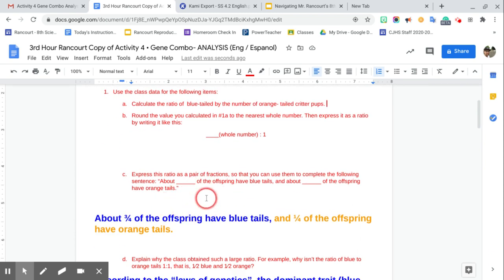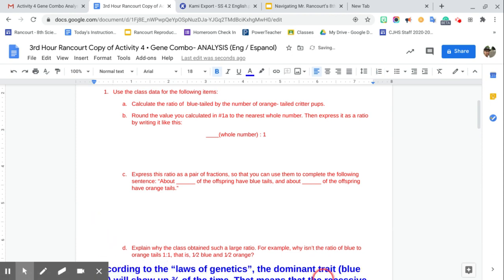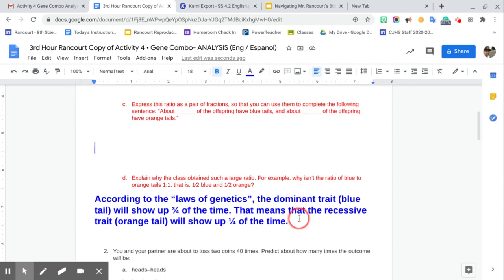Question C says, express this ratio as a pair of fractions so that you use them to compare the sentence. So you're going to tell me, once you get that number, how does that translate into fraction form? So let me erase that answer real quick. I'm slightly letting you cheat, but not really. About how many fourths of the offspring will have blue tails and about how many fourths of the offspring will have orange tails. You need to write that answer down here. Again, if you don't use complete sentences, I'm not giving you any credit for it. Remember, we've talked about that's the basic rules here in science class. Please, thank you. I appreciate that.